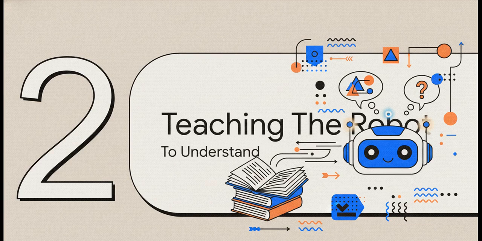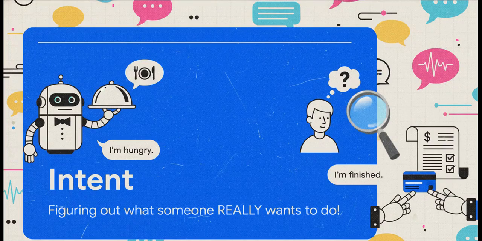High five. But just reading words isn't quite enough, is it? Now for the really tricky part. Our robot has to learn what we really, really mean. This is a huge step. And this leads us to a big, important idea. It's called intent. That sounds like a fancy word, but all it means is figuring out what someone really wants to do. Okay, think about this. If you're at a restaurant and you say, "I'm so hungry," the waiter knows you probably want to order food, right? That's your intent. Or if you say, "Can we get the check?" they know your intent is to pay and leave.